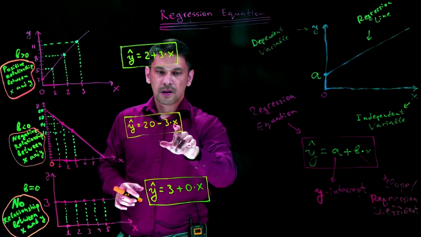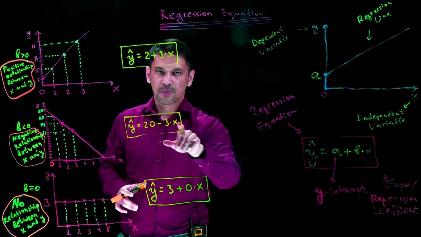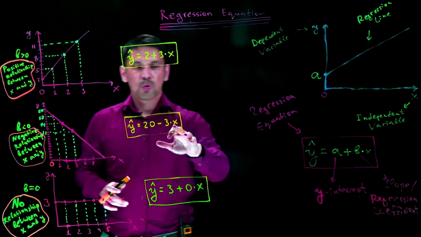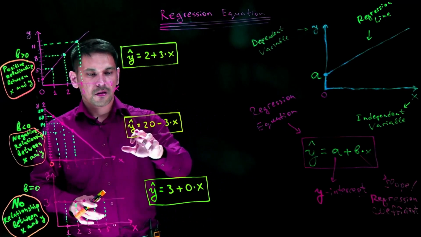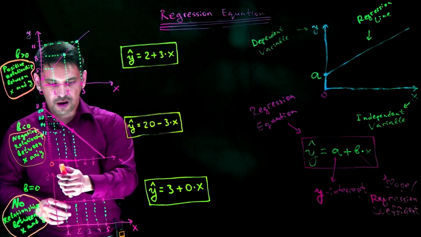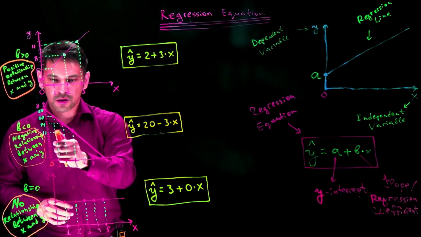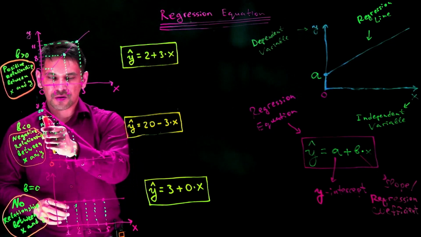So put in 1 instead of x, then y is going to equal 20 minus 3 times 1, which is 17. That means when x is equal to 1, the variable y is equal to 17. And you can confirm it here in the graph. This line is showing me that when x is equal to 1, y is equal to 17.